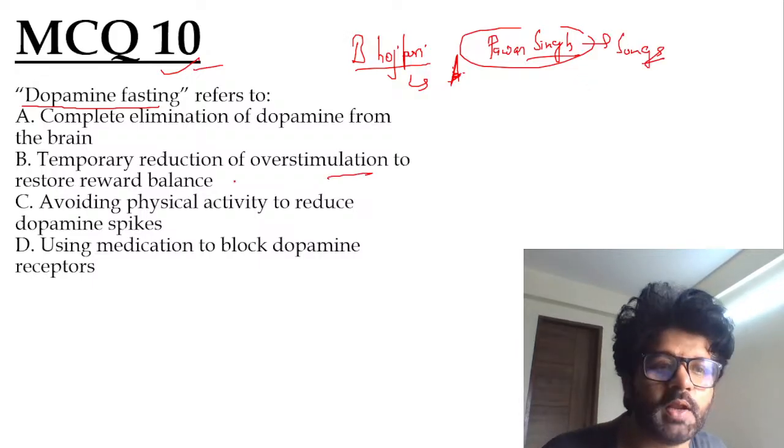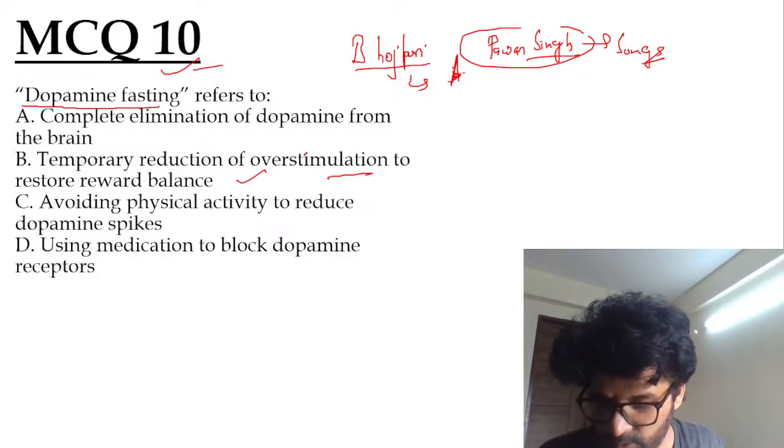Temporary reduction of overstimulation to restore reward balance, as stated by Iltush, Pratik, Annie, Gajanan, Anandu, and Mamta.